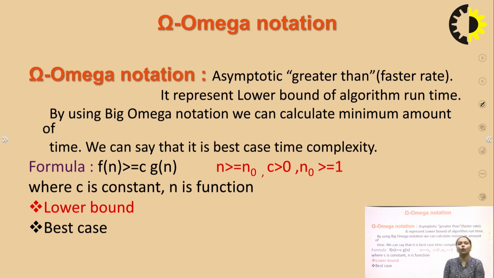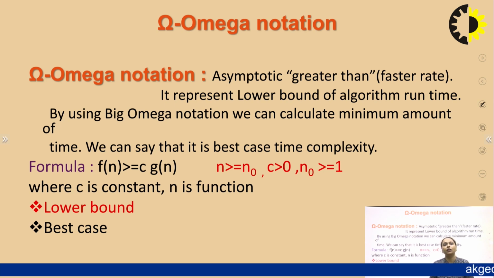Next we have omega notation. So, what is omega notation? It is generally used for the faster growth rate. Remember the growth rate we discussed in previous slides? The growth rate is same, slow and fast. For slower rate we have big O notation, for fast rate we have omega notation. It generally represents the lower bound of the algorithm.